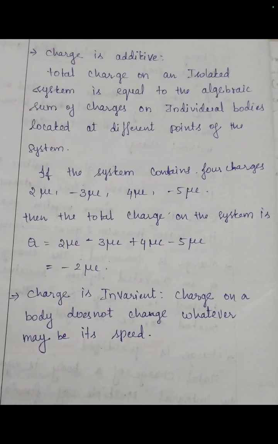And charge is additive, that is, the total charge in an isolated system is equal to the sum of the charges on individual bodies in that system. Here there are 4 charges in the system: 2 microcoulomb, -3 microcoulomb, 4 microcoulomb, -5 microcoulomb, and the total charge of the system is the sum of these 4 charges, that is -2 microcoulomb. And charge is invariant, meaning the charge on a body does not depend upon its speed. These are the properties of charge.